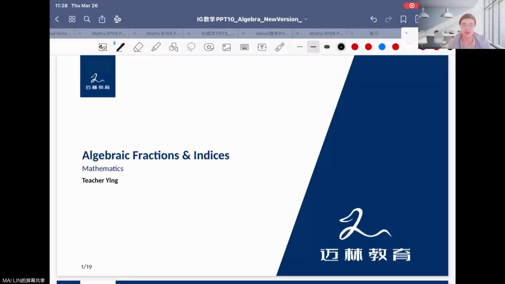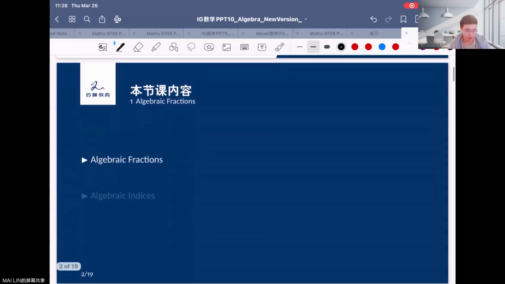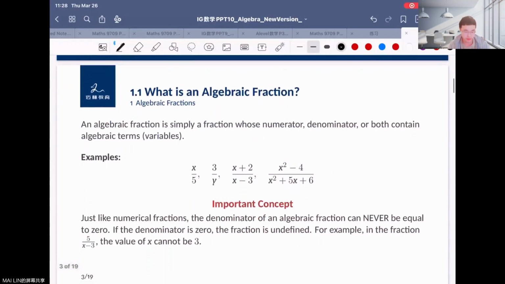Okay, hello guys. Today our topic is about algebraic fractions and indices, okay? So maybe our first part is about algebraic fractions, okay? So let's move to the first part. So first of all, what is the meaning of an algebraic fraction?